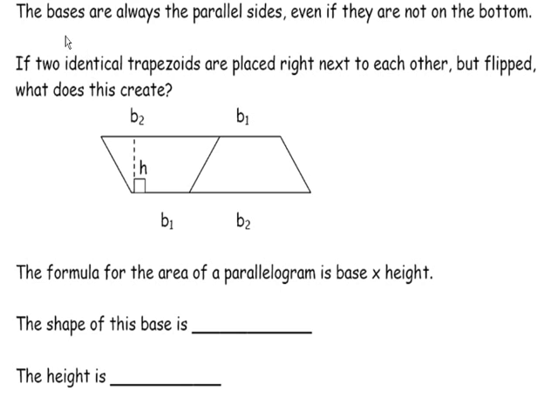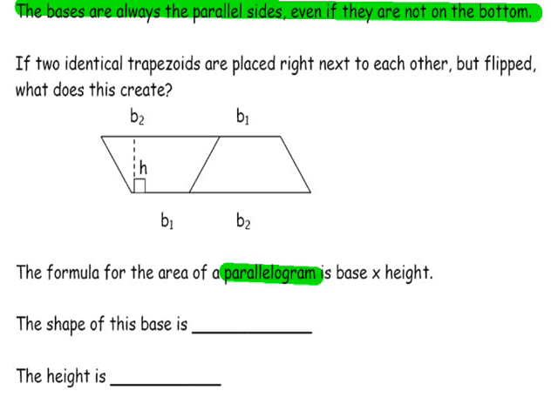All right, so things to keep in mind. The bases are always the parallel sides, even if they are not on the bottom. Okay, sometimes we draw our trapezoid sideways. It always confuses students. They don't recognize that they're trapezoids when they're drawn 90 degrees from how they normally are, but they are. Now, if we had two identical trapezoids placed right next to each other, but flipped, what do we get? Well, we get a parallelogram, right?